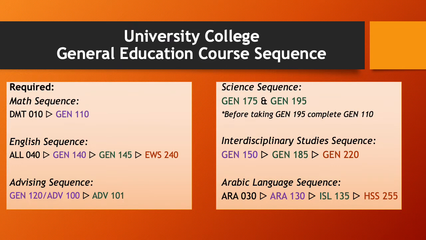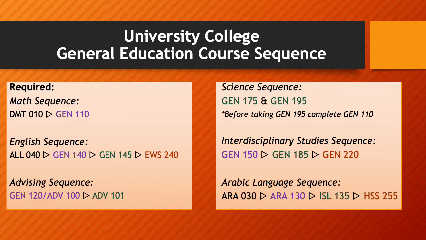This is a general guide on how the courses build upon each other. Every semester, you are required to take math, English, and advising until you complete the sequence. Additionally, some students may take Advising 101 more than one time.